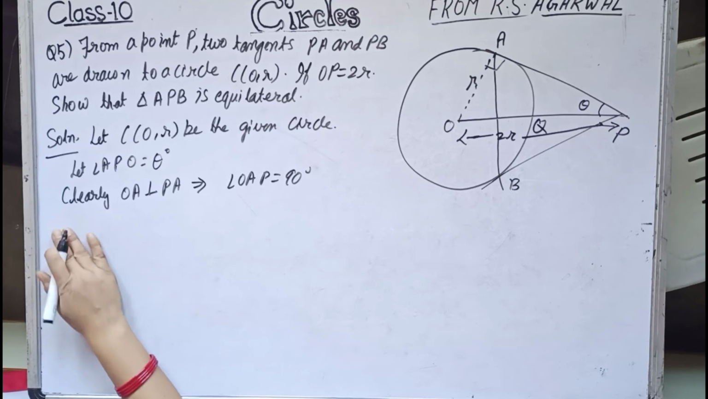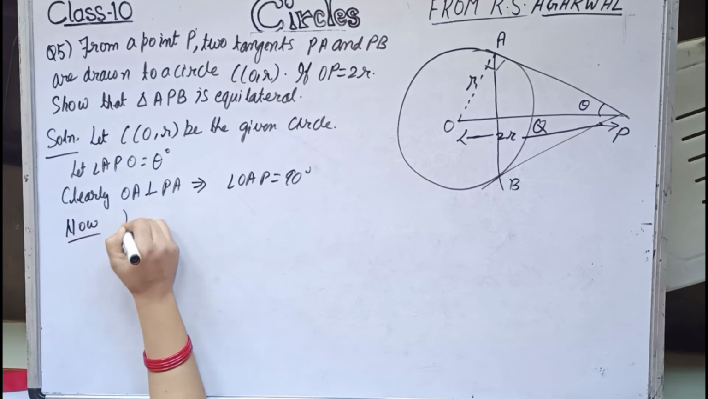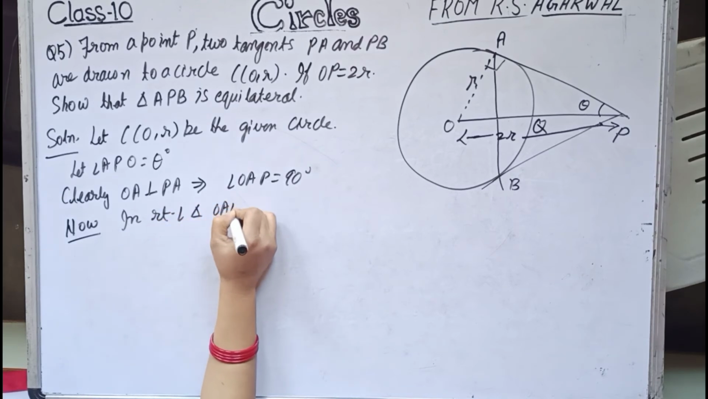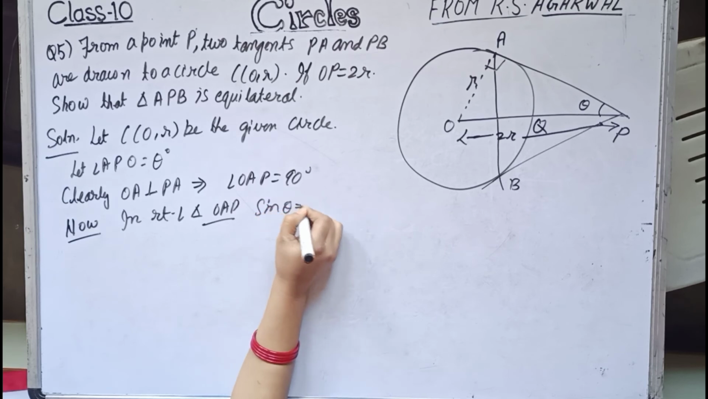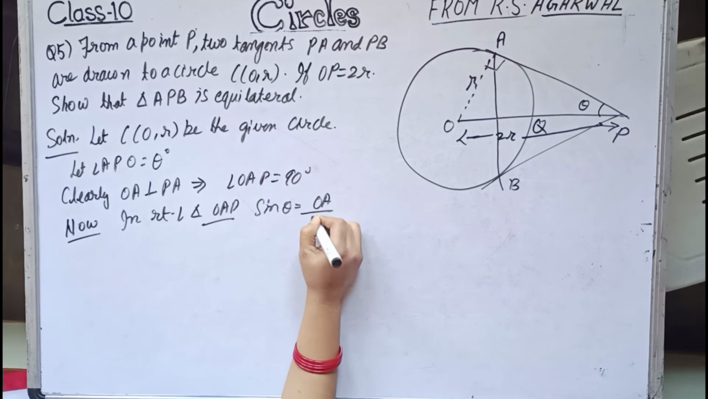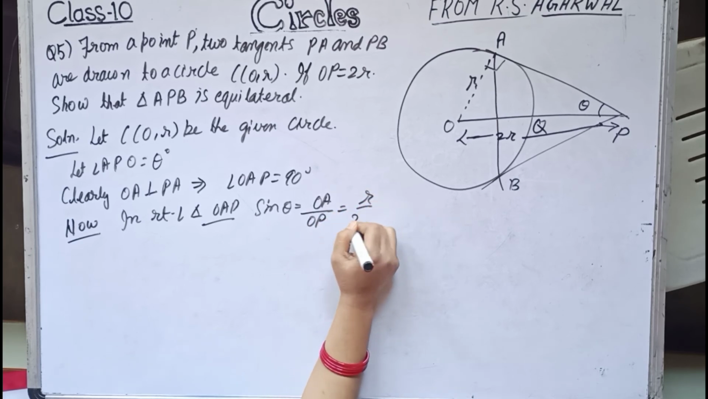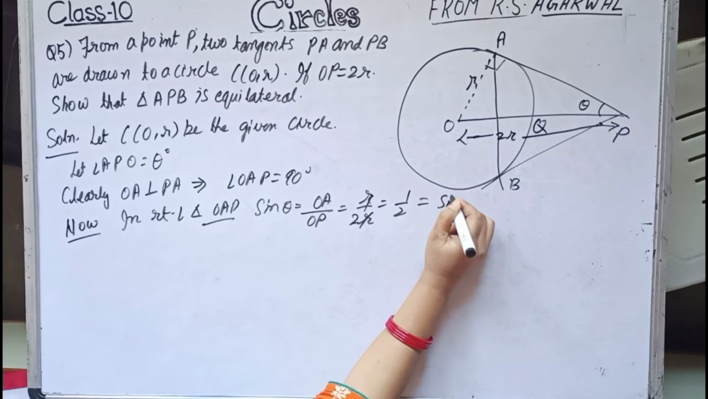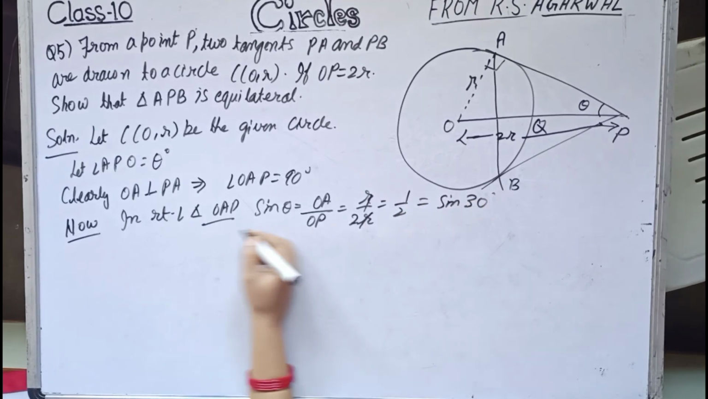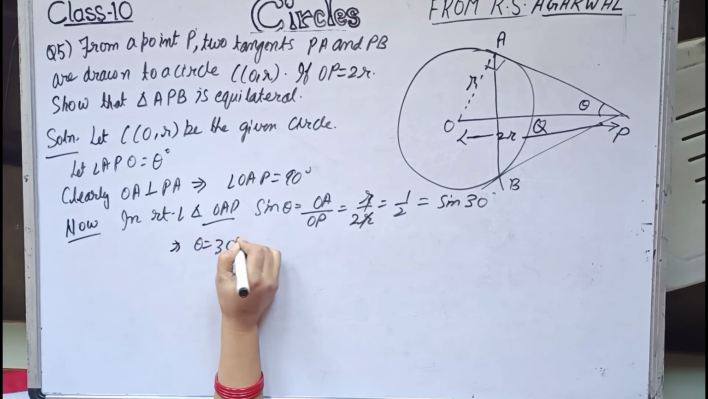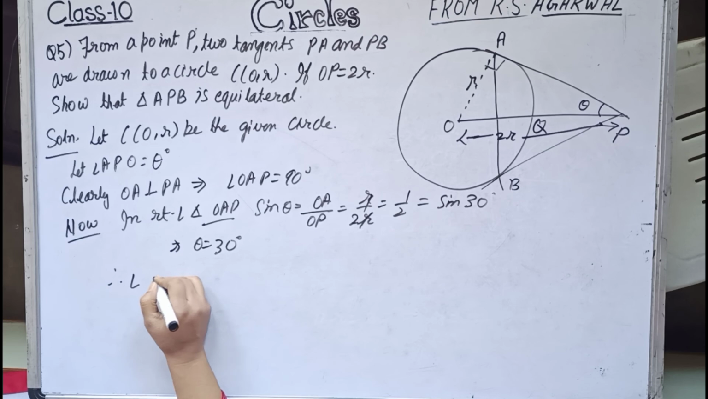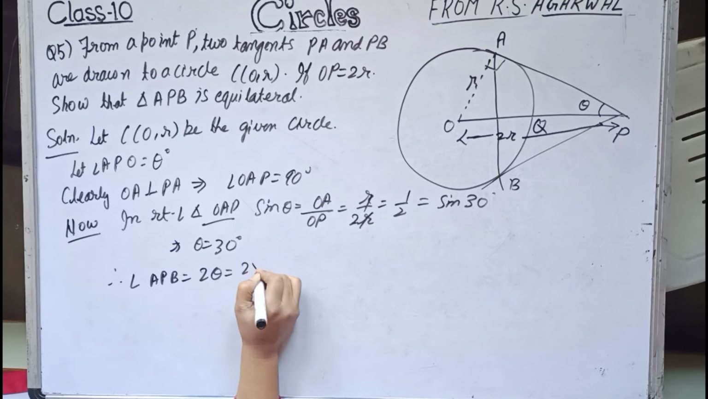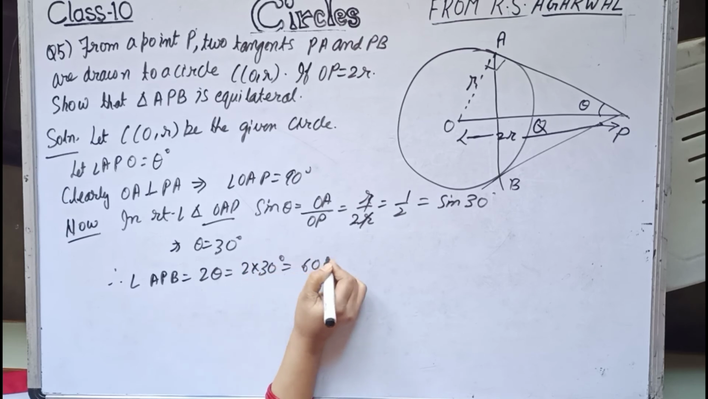Therefore, now in a right angle triangle OAP, sin theta equals to R by 2R equals to half, and half is sin 30 degree. This implies theta equals to 30 degree. Therefore, angle APB equals to twice theta equals to 2 into 30 degree, which is equals to 60 degree.